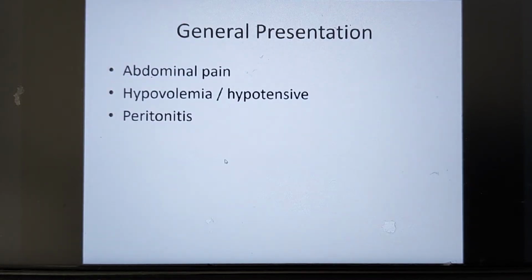So usually the patient with intra-abdominal injury will present to the ED with complaint of abdominal pain, hypotension due to severe bleeding, and also peritonitis due to contamination in the abdomen.